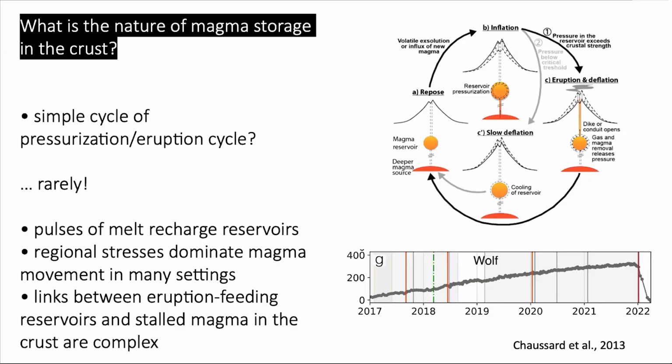Regional stresses dominate magma movement in many settings, so we're not just talking about magma moving within a reservoir straight up to the site of eruption, but actually entering the crust and traveling through the crust at great distances determined by regional stress fields. And the links between eruption-feeding reservoirs and stored magma are complex. They're not quite as simple as you would think if you were only looking for a reservoir directly underneath a volcano.